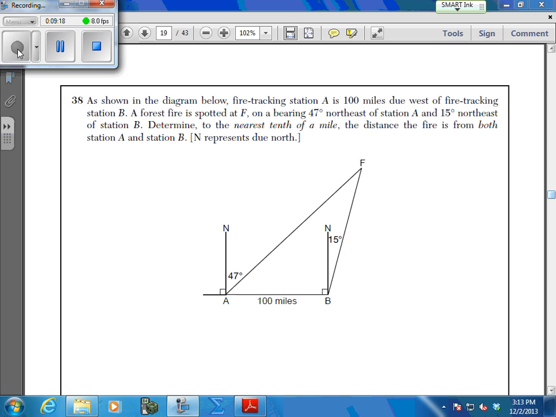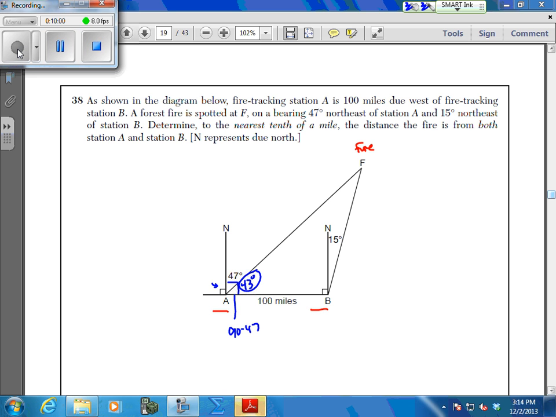Number 38, make sure you read this correctly. There are 2 fire tracking stations, A and B, and they are 100 miles apart. And at F is a fire. It is spotted from both of the fire tracking stations, and they give you the degrees on your graph. The first thing you should always do when you have a graph is to fill in any angle that you can. So knowing that this is a right angle, so is this one. So use the fact 90 minus 47 and find this angle to be 43 degrees.